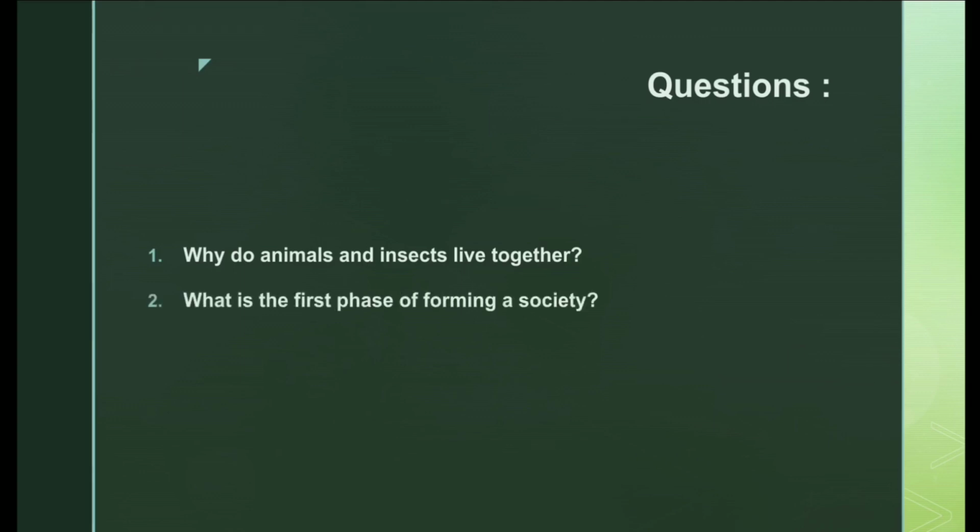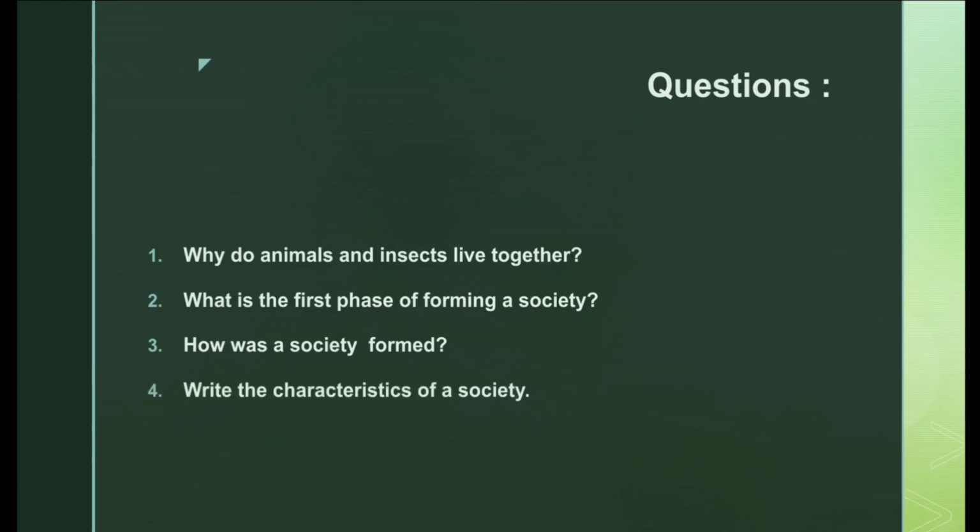Again, I have given you some questions. The first one is, why do animals and insects live together? What is the first phase of forming a society? How was a society formed? Write the characteristics of a society.